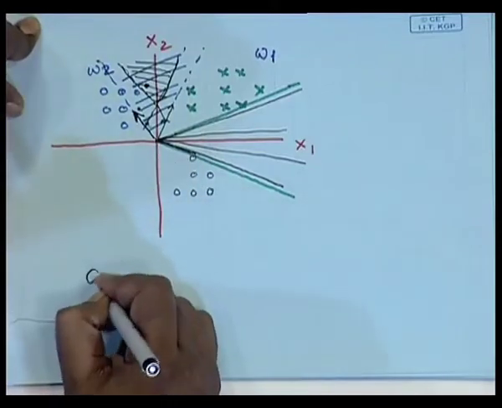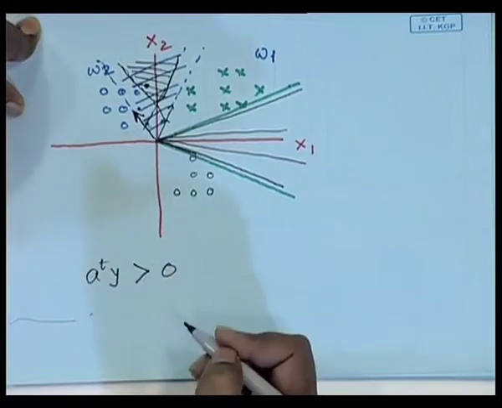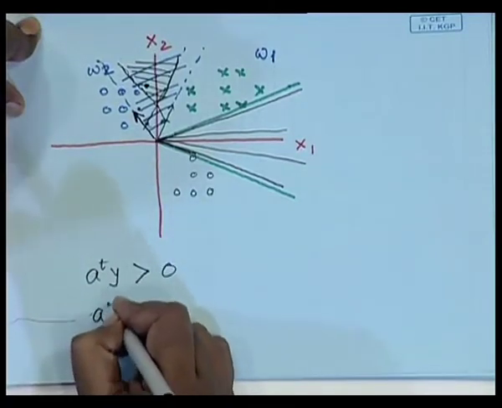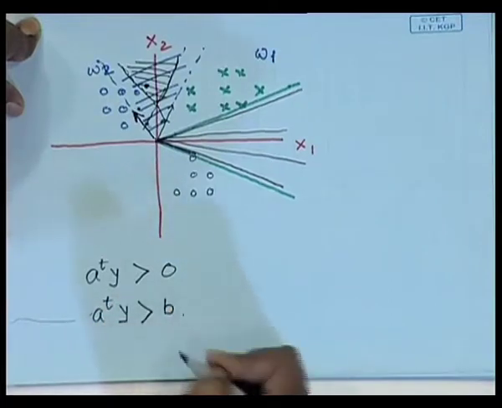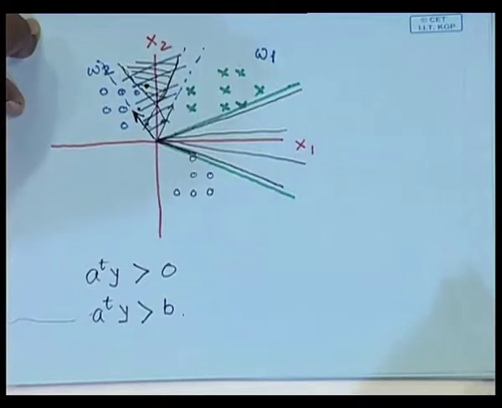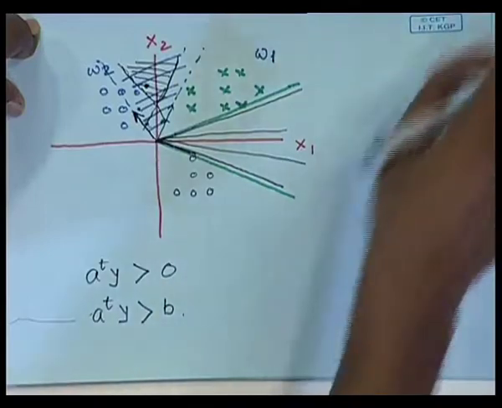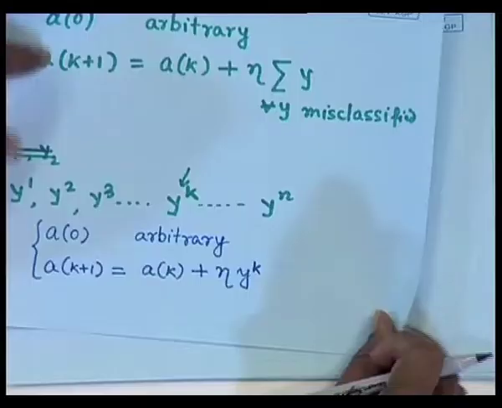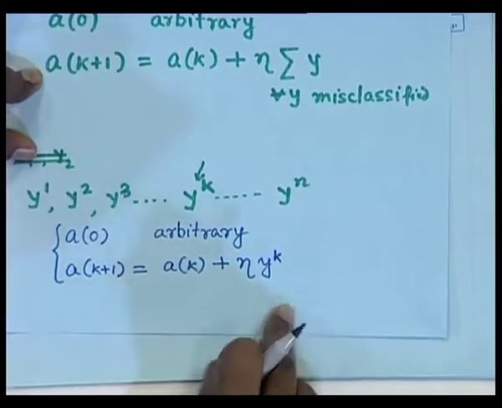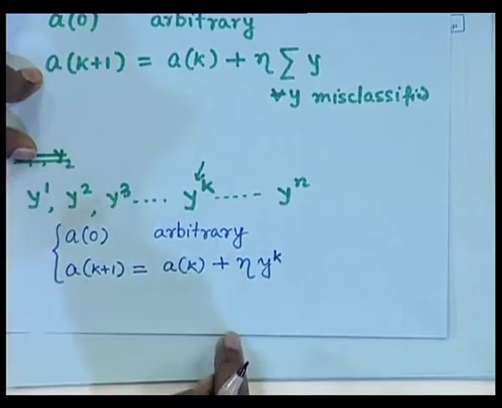And how can I ensure that? I can ensure it not by my decision rule that A transpose y greater than 0, but by putting in a margin, that A transpose y is greater than some margin B, where B is a positive constant. So, in this criterion, to decide whether y k is classified or misclassified, I will not use A transpose y k greater than 0. Rather, I will say if A transpose y k is greater than B, then it is properly or safely classified. If it is less than B, but greater than 0, it is properly classified, but still not safe.